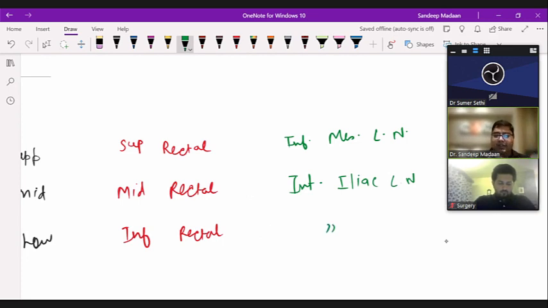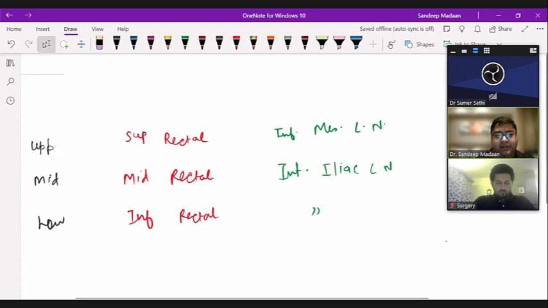So basically we can correlate the blood supply, and accordingly we can think of lymphatic drainage. I hope you understood this point. Yes, students, are you able to follow this much? Yes. So this is how we can remember this part of the rectum, right?